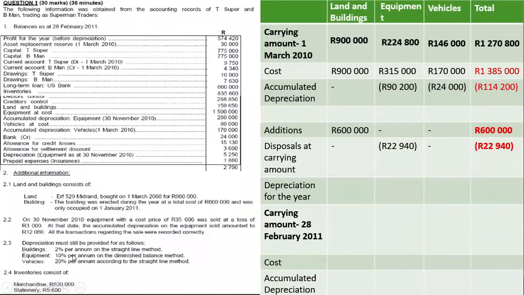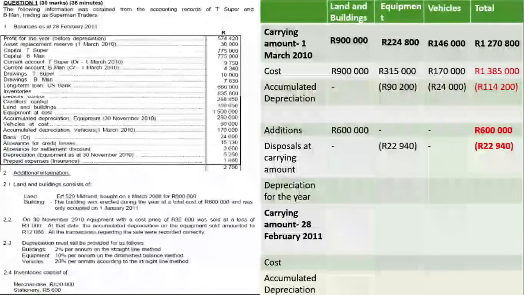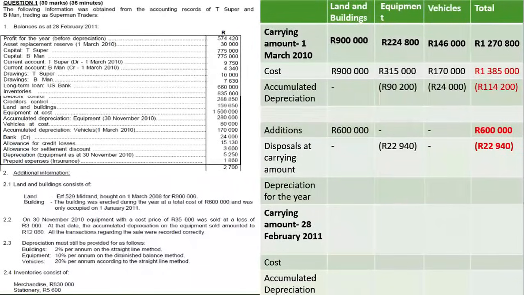And we're also told that depreciation is calculated at 2% per annum on building on the straight line method. Also pay very careful attention on whether the non-current asset was depreciated on straight line or diminishing balance method. If you'd like to understand more on the two methods, you can click on the link on the top right of the screen, or you'll find the link in the description below. But buildings are depreciated at 2% per annum on the straight line method.